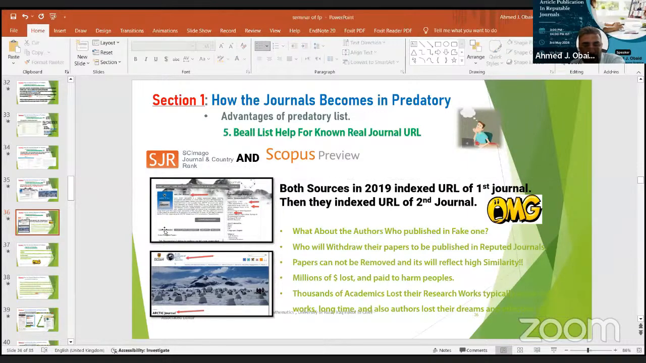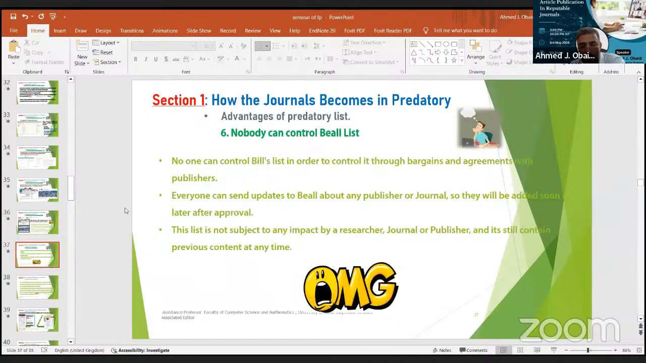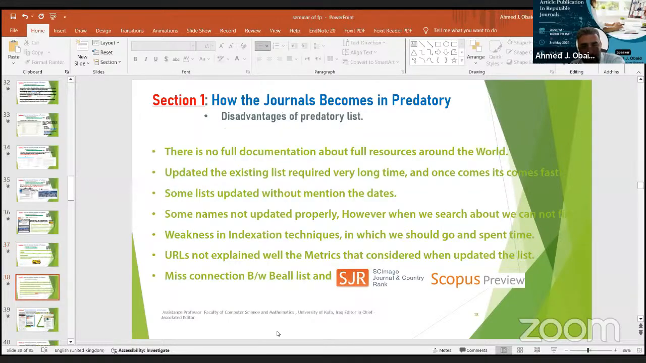And later, what they are doing, they are indexing this one. And sometimes I have checked them again. They mentioned the journal, but this journal is totally fake. Let us go for another. Also, when we searched for it in the Beall's list, we did not find that journal included in the list.